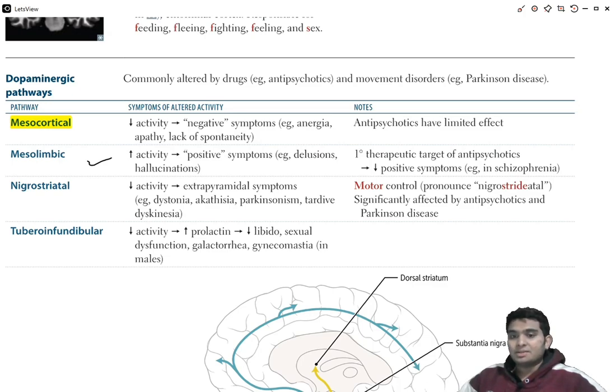Some of the antipsychotics act on this pathway and decrease its activity, which leads to extrapyramidal symptoms such as dystonia, akathisia, Parkinsonism, and tardive dyskinesia.